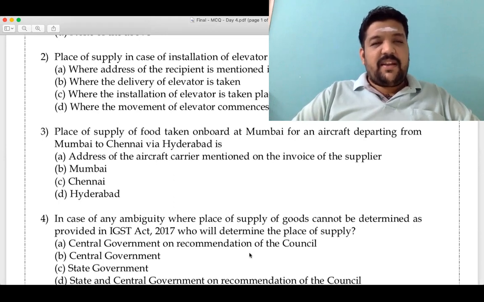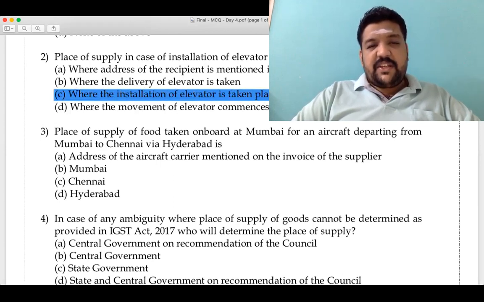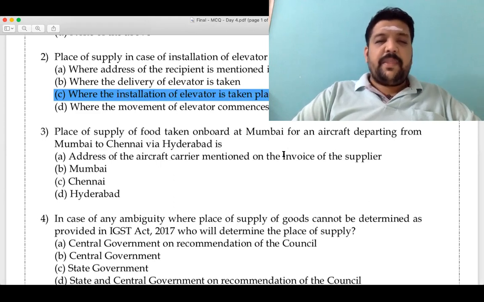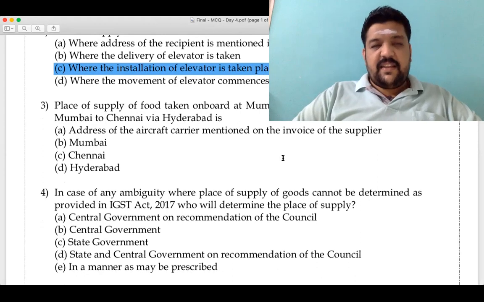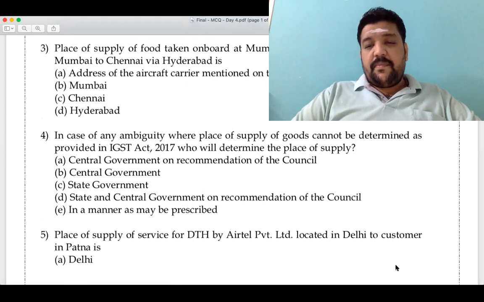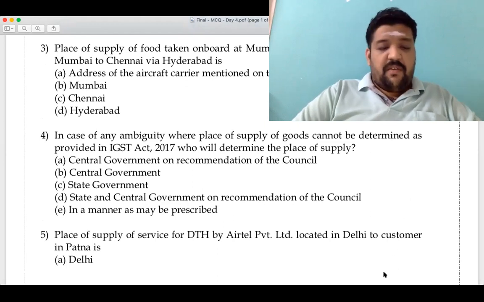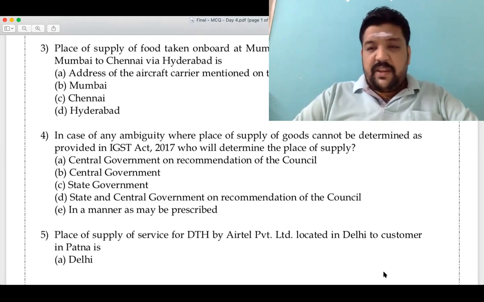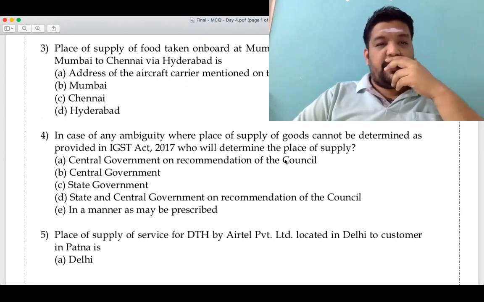Okay. When it comes to place of supply in case of installation of elevator, it is the place where the installation of the elevator takes place. For 2, the answer would be C. The place where it is installed, that would become place of supply. Followed by, we will take up the next question. I'm sure all of you are able to get connected to the respective reasoning associated with it.